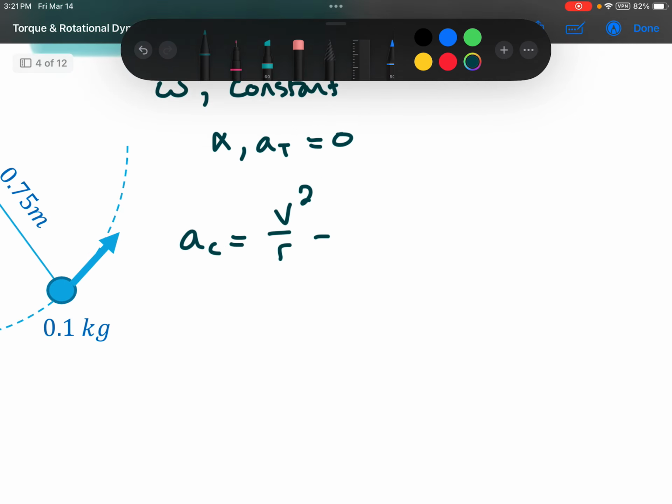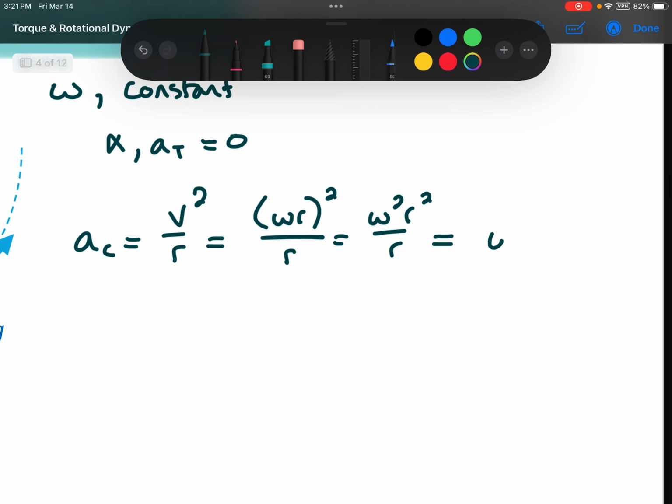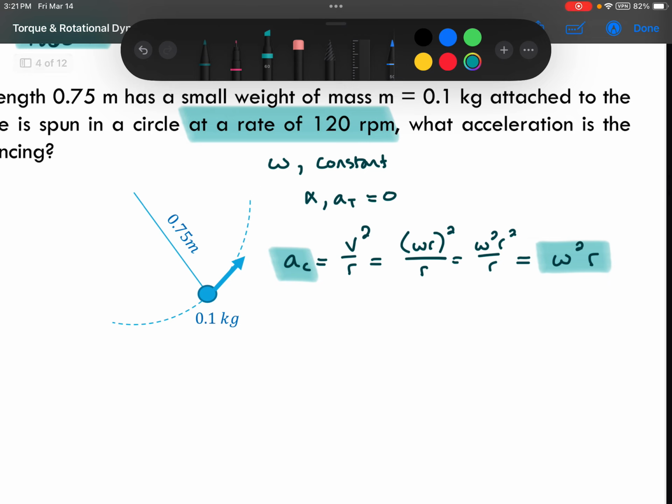Remember that we defined v as omega r. So if we substitute in omega r in the place of v, that's omega r, all of that squared over r, we can simplify this. So omega squared r squared over r, or omega squared r. And this gives us, like I said, a different way we can calculate the centripetal acceleration. If we know that angular velocity, then we don't have to go through that extra step of finding the linear velocity from that. And so that's how we'll solve this one.